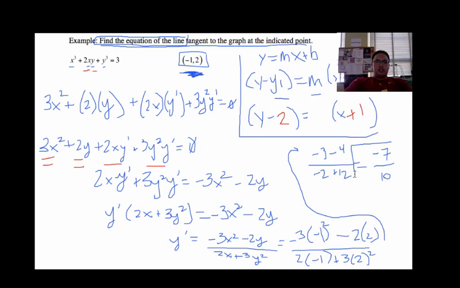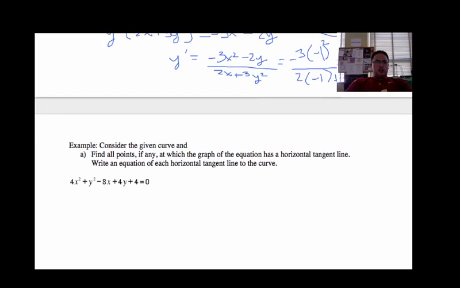So what I just found is that the slope at negative 1, 2 of this function is negative 7 over 10. And since I want the equation of the line, since I found the point slope formula and plugged in x and y, I will plug in the last piece, the ultimate piece of this problem, negative 7 over 10. So what I just found, as complicated as it is, is the equation of a line that is tangent to this function at negative 1, 2. Sounds pretty simple, right?